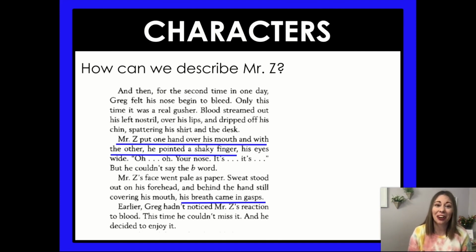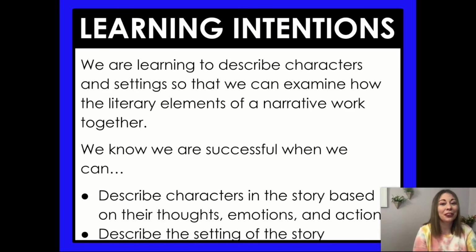So these are some details that our author is giving us to help us get a better picture or understanding of Mr. Z. So let's go back to our learning intentions for today. We are learning to describe characters and settings so we can examine how the literary elements of a narrative work together. So we know we're successful when we can describe the characters in the story based on their thoughts, emotions, and actions. So while we were reading, we thought about Greg and his emotions. And then at the end, we focused on Mr. Z and his actions and his thoughts as well to be able to describe them. And then, like I said, we focused on the setting last time, so we didn't focus so much on the setting today. But characters in the story based on their thoughts and actions, check. And then yesterday, we had done that setting. So we'll check that off again.